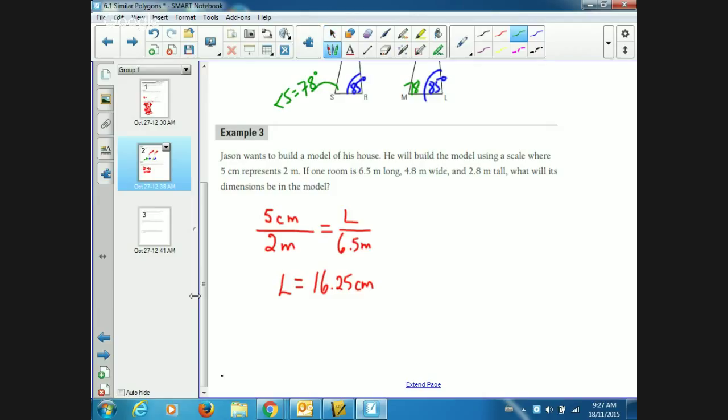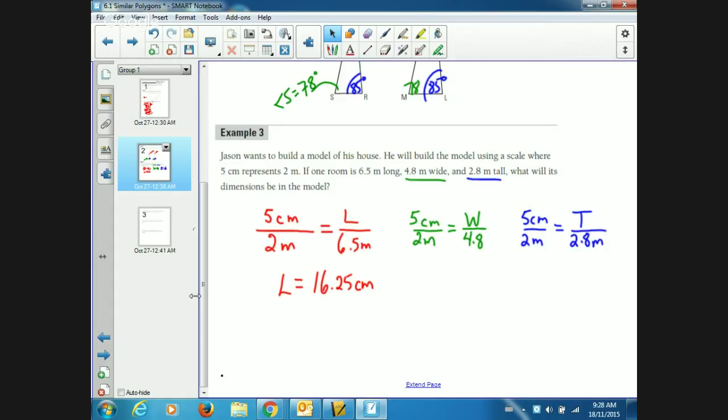Likewise, how would you set it up for 4.8 meters wide? 5 over 2 centimeters, and then W. Sure, W for wide. 4.8. Exactly. And then you'd solve that. And likewise, for the height of the room, the tall, I guess we'll use T. Same setup, 5 centimeters on the model, 2 meters in the actual room. It's just like T centimeters in the model, 2.8 meters in the room. And then you can solve those.